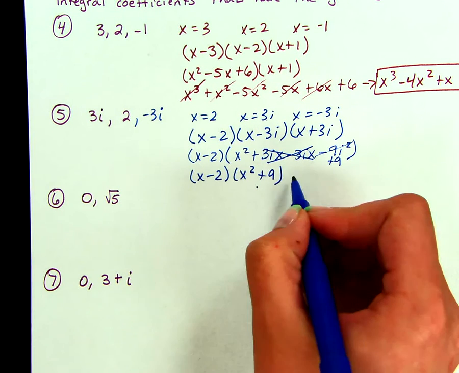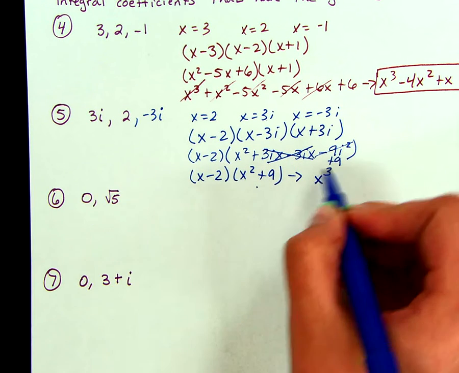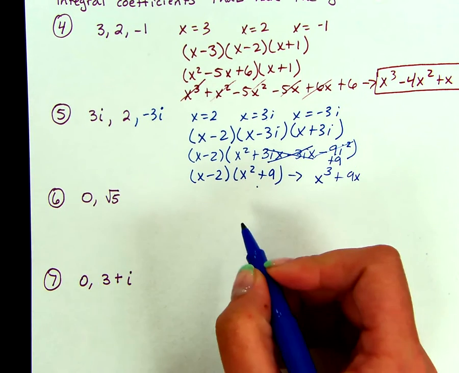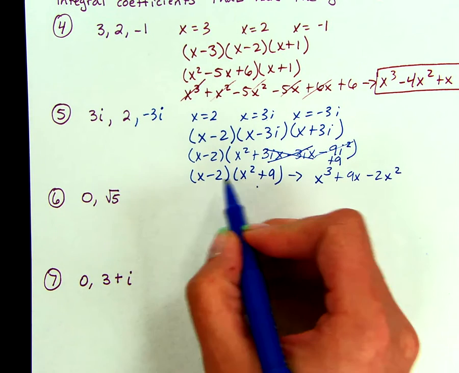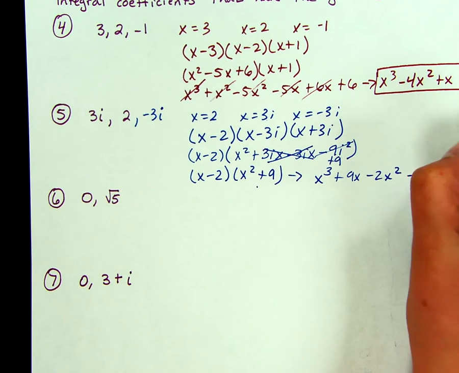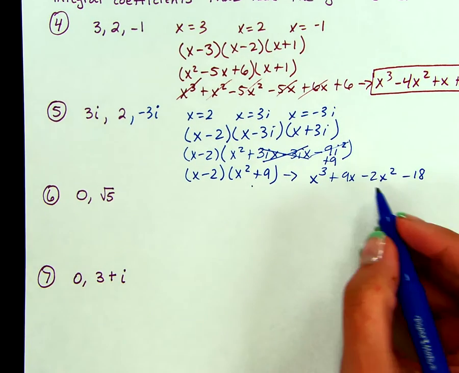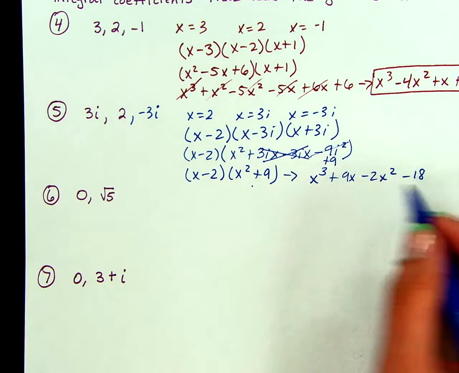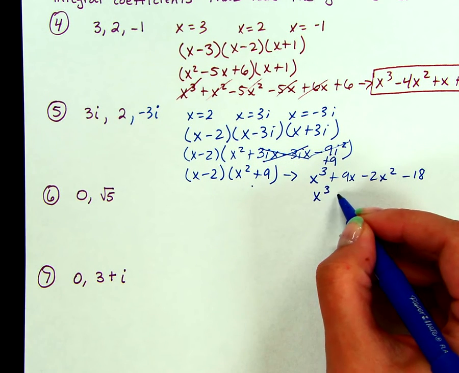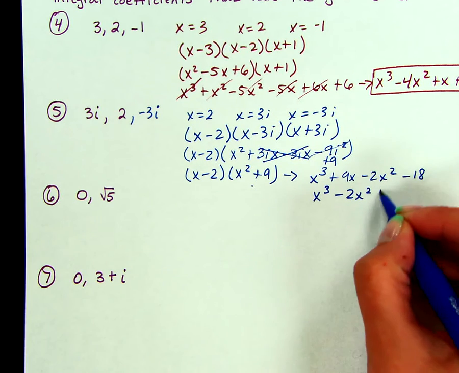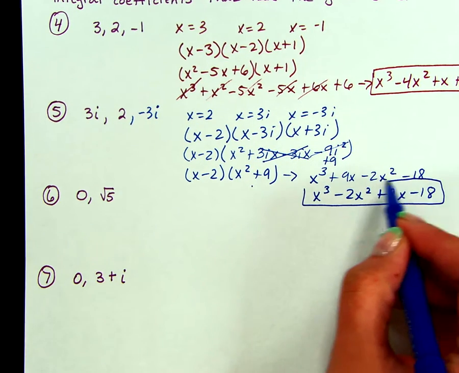So now we're just going to FOIL this together. So x times x squared is going to be x cubed. And then x times 9 is a positive 9x. And then negative 2 times x squared is a minus 2x squared. And then negative 2 times 9 is negative 18. And then we need to make sure that it's in standard form. So the powers have to go down in order. So I'm going to need to rearrange this. So it's going to give us x cubed minus 2x squared plus 9x minus 18 for the final answer.